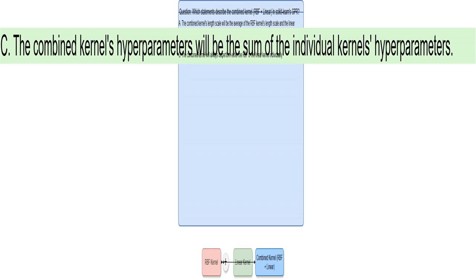Nope, this is incorrect. The hyperparameters aren't directly added together. Instead, the model learns optimal values for each kernel's hyperparameters separately during the training phase. Think of it as a more sophisticated process of optimization.